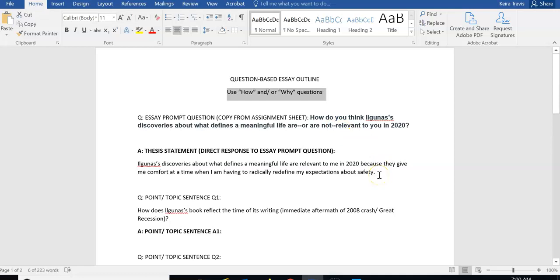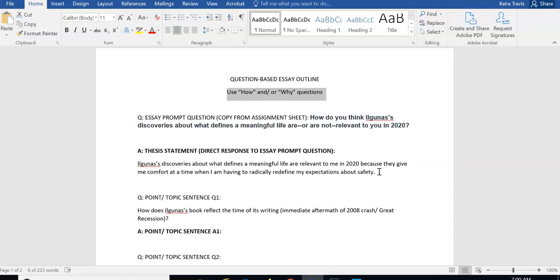Okay. Now here's one place where you have some flexibility. If you already have an idea for a draft thesis statement, you can write that now. I wrote one. My draft thesis statement is, Il Gunness's discoveries about what defines a meaningful life are relevant to me in 2020 because they give me comfort at a time when I'm having to radically redefine my expectations about safety. Okay, so that's my thesis statement.